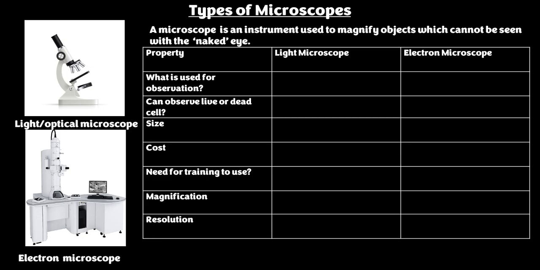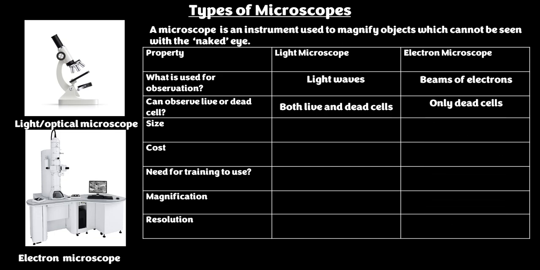The light microscope uses light waves to observe objects. The electron microscope uses beams of electrons. The light microscope can observe both live and dead cells. The electron microscope can only observe dead cells. The light microscope is portable. The electron microscope is bulky. The light microscope is affordable, a few thousand pounds, but the electron microscope is expensive, hundreds of thousands of pounds.